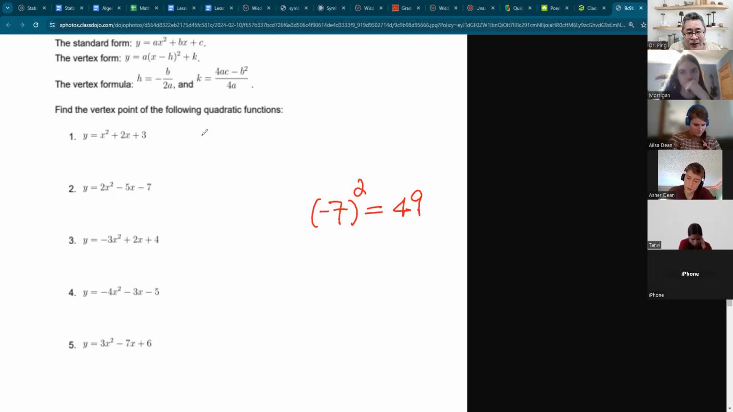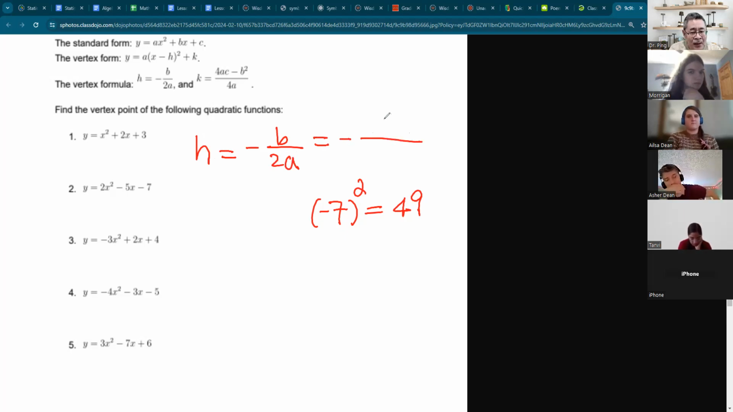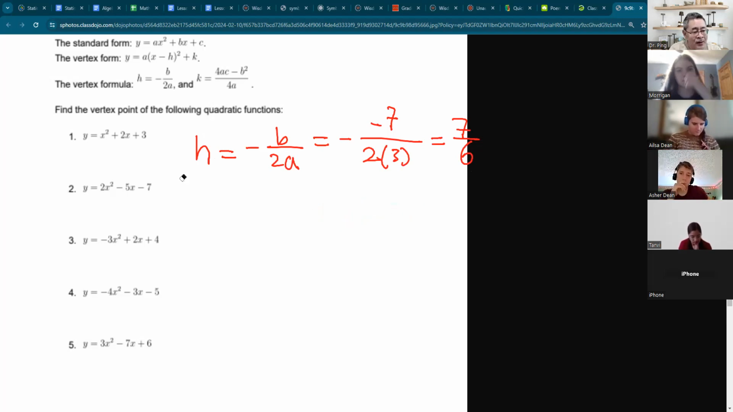All right, so let's see what H is. H is negative B over 2A. Then we got minus. B is negative 7 and A is 3. So negative times negative is positive. So 7 over 6. So the sign is very important.